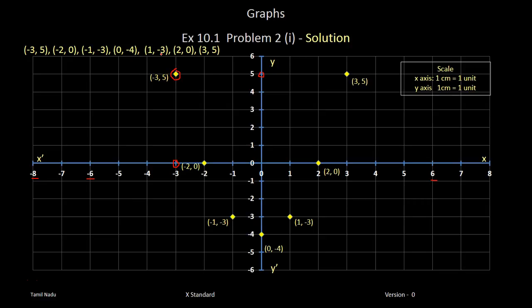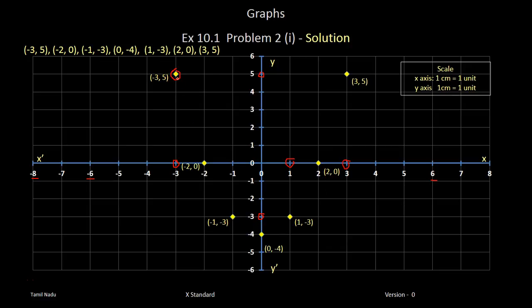Now let's take 1 and minus 3. X is equal to 1 and y equal to minus 3, right? So you move horizontally to the right and vertically down, so you'll meet at this point. Now take 3 and 5. So this is x is equal to 3 and y is equal to 5. So from here move to your right and from here go up, it will meet at this point. So this is 3, 5. Like that you can plot all the remaining points.